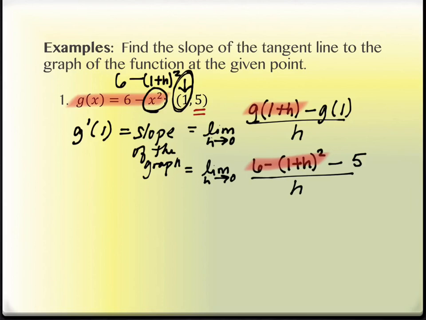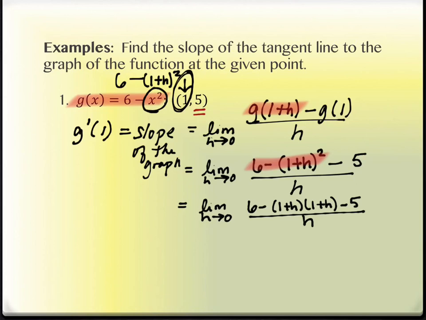Okay. After that, we're simplifying with some algebra. Now, there were several places that were very concerning about some algebra things happening on your test. This is one of those places where there are sometimes concerning things that happen. 1 plus h squared is not 1 squared plus h squared. Okay? You have to multiply it out by itself. So, I have 6 minus 1 plus h times 1 plus h minus my 5 over h. And I actually have to multiply out 1 plus h times 1 plus h.